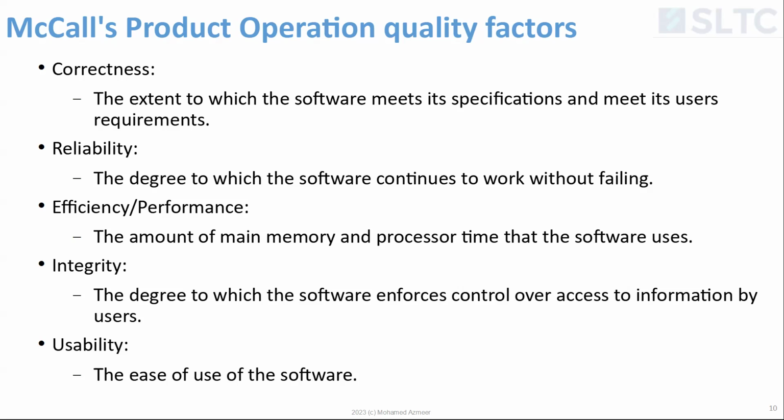Third is called the efficiency. Another word, performance. Both are the same, efficiency and performance. So that's about how much resources the software needs, like processor speed and processor time, how much RAM memory, how much hard disk space, how much networking it requires. These are the resources, right?